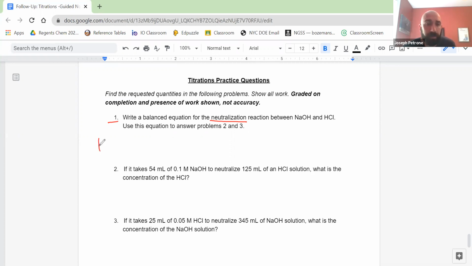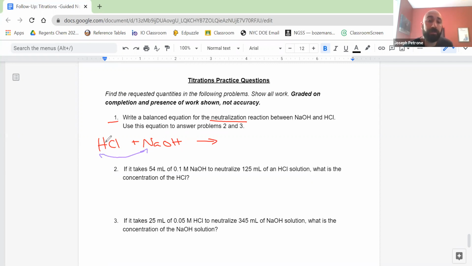So we have HCl plus NaOH. Once again, HCl our acid, NaOH our base. As had been gone over in class, a neutralization reaction is a double replacement reaction. So the cations, the positively charged ions here, are going to switch places. In this case, that is H and Na. So these two are going to swap.